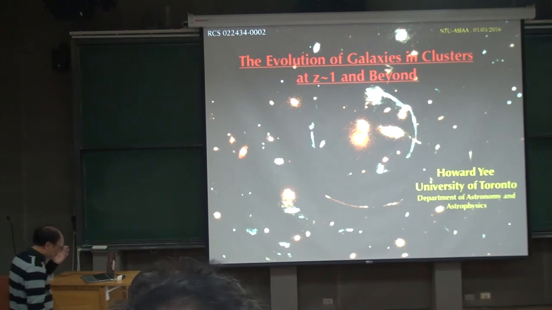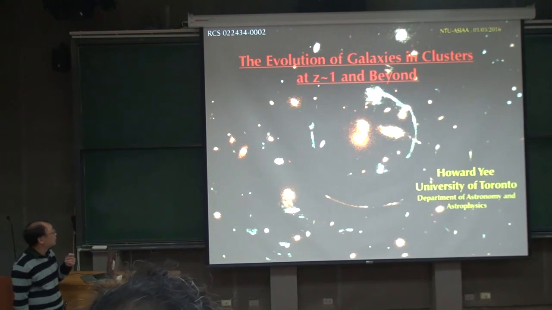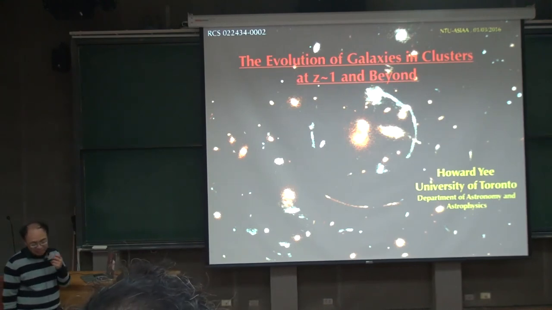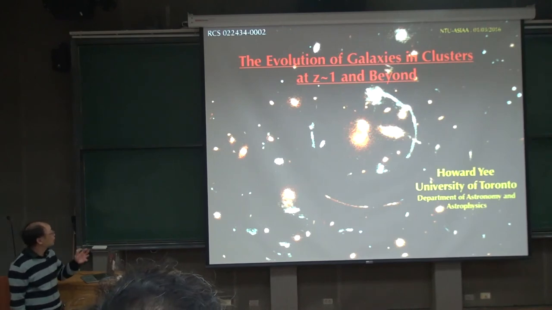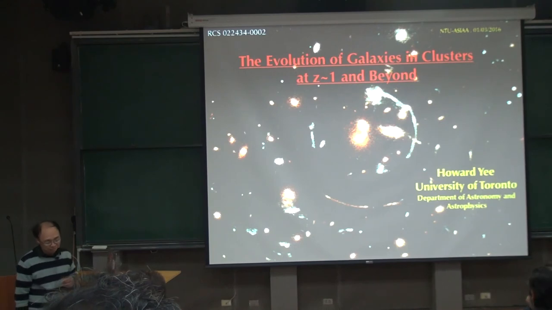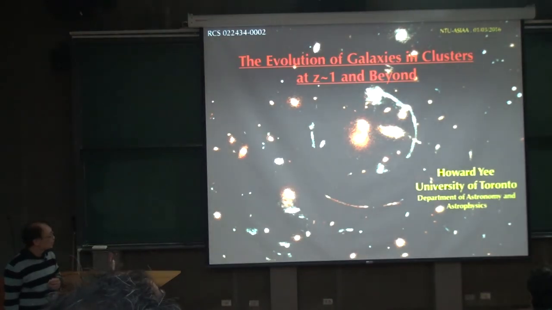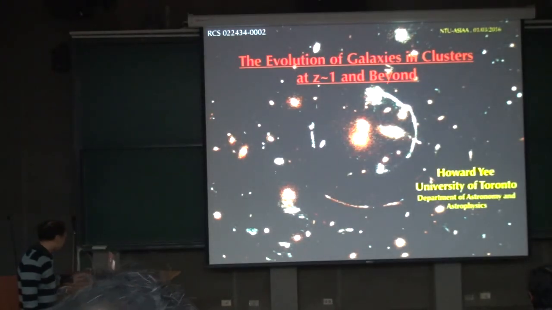So today I'm going to talk specifically about galaxy evolution, how galaxies evolve in galaxy clusters, and specifically at relatively high redshift of around 1, when the universe is a little bit under half the current age.